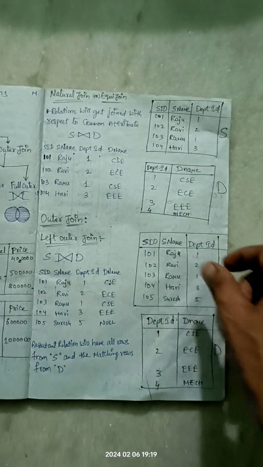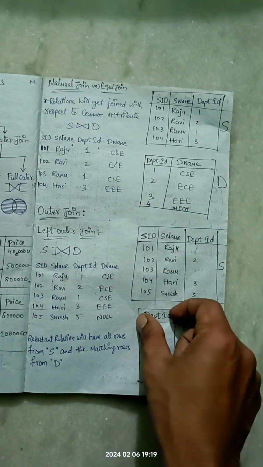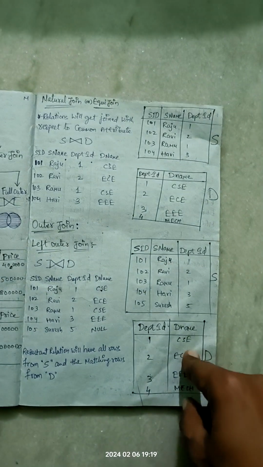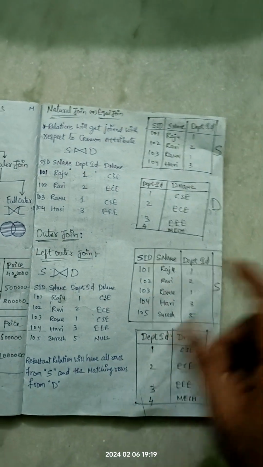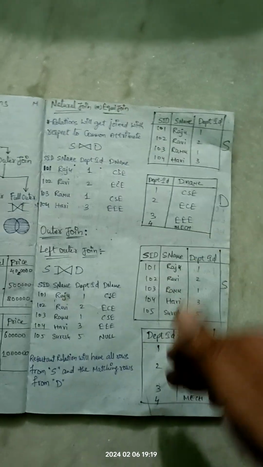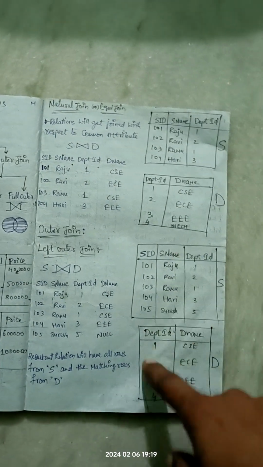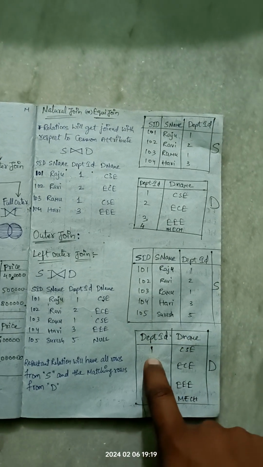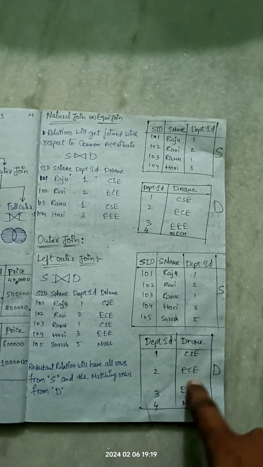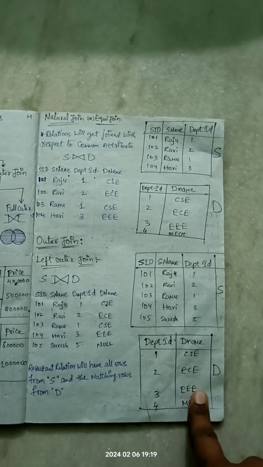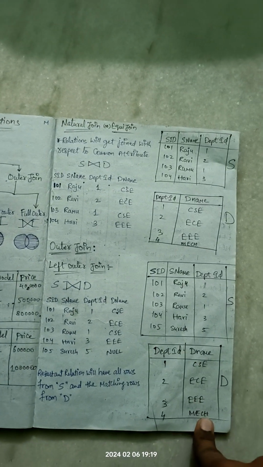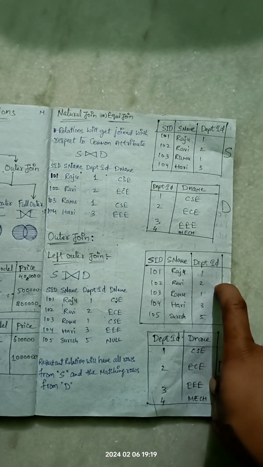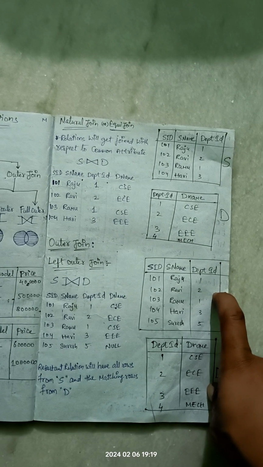I mean to say, we should use one interlinking attribute in both the tables. Any one attribute should be common in both the tables. So this attribute is common in both the tables. For department ID 1 it is CSE, for department ID 2 it is EC, for 3 it is EEE, for 4 it is mechanical. On these two tables we'll perform the left outer join operation.